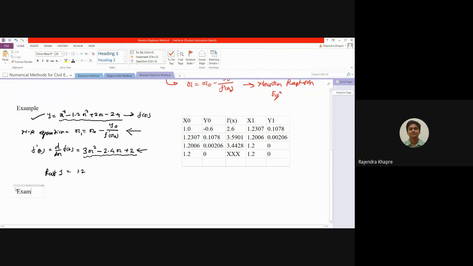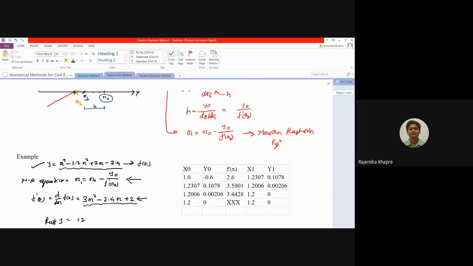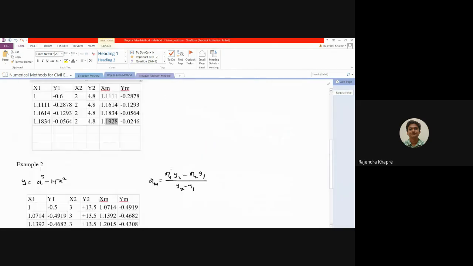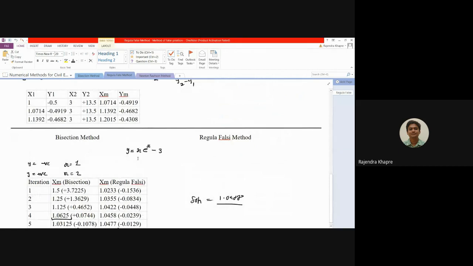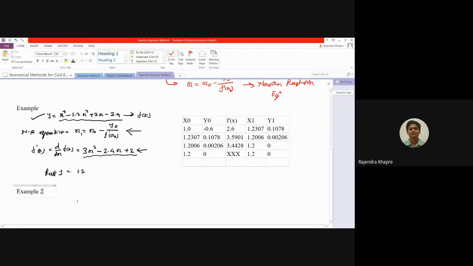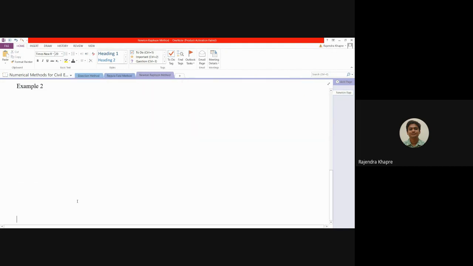Example 2, which we have done in the previous class. I think in the previous class we had taken y equals x e raised to power x minus 3. So the equation is like this. This is y equals x e raised to power x minus 3.